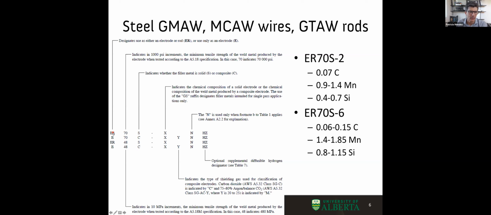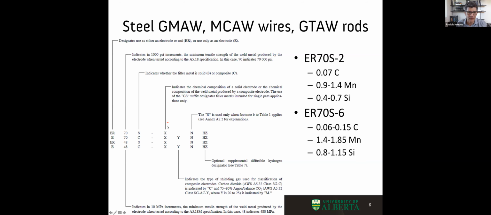So ER70S would be a wire for MIG or a rod for TIG. And E70C would be a wire for metal core. And you see it's E and not ER. And the reason is that if I'm going to cut the metal core wire, when I cut it, the metal powder is going to spill. So you don't use tubular wires as rod. I'm sure there are exceptions, but typically you seldom do. I don't know of any case.